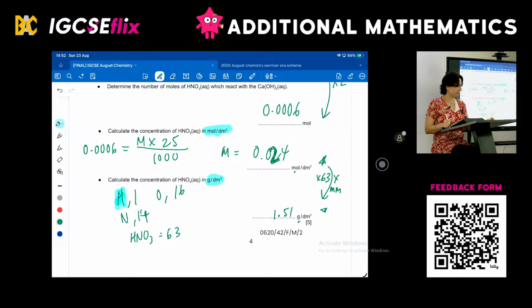Okay. Sudah. Okay. Organic chemistry, yay! Okay, before I move on, anybody has problem with moles? No, okay. Any questions? Okay. Going once. Going twice.